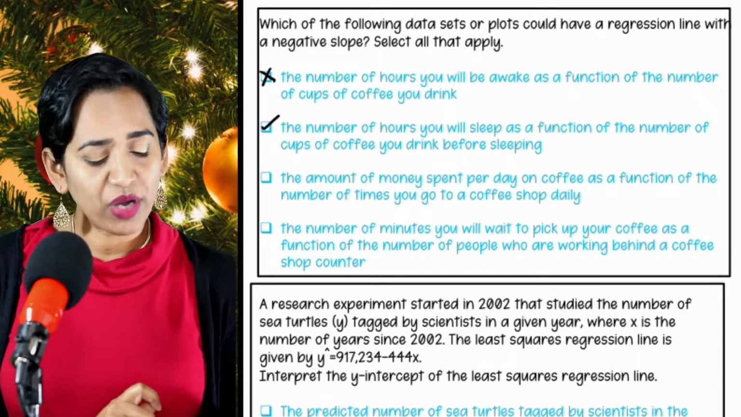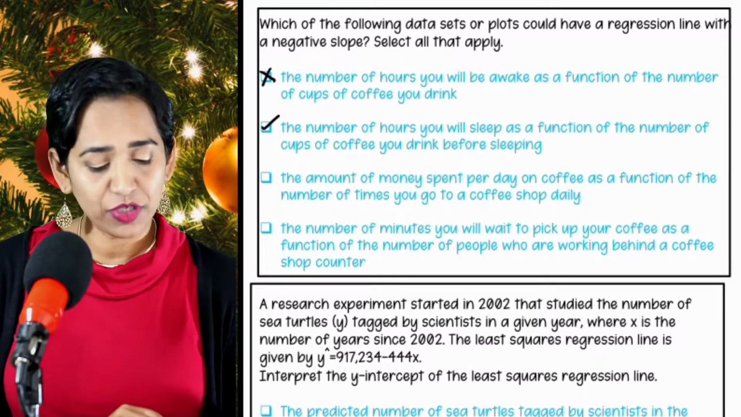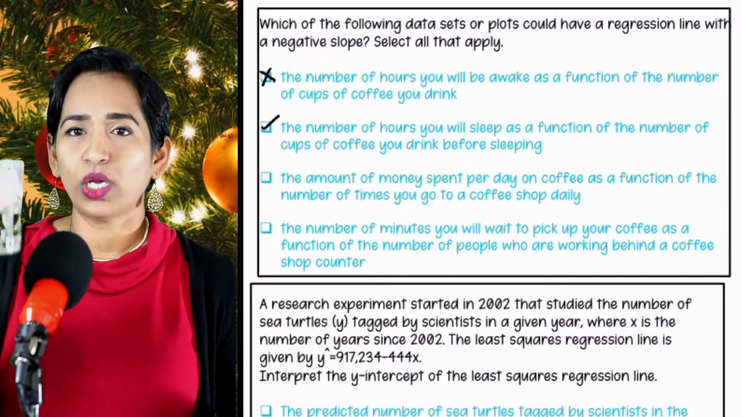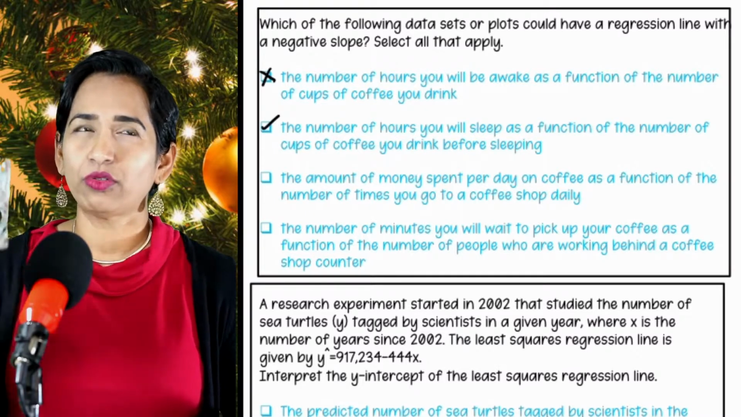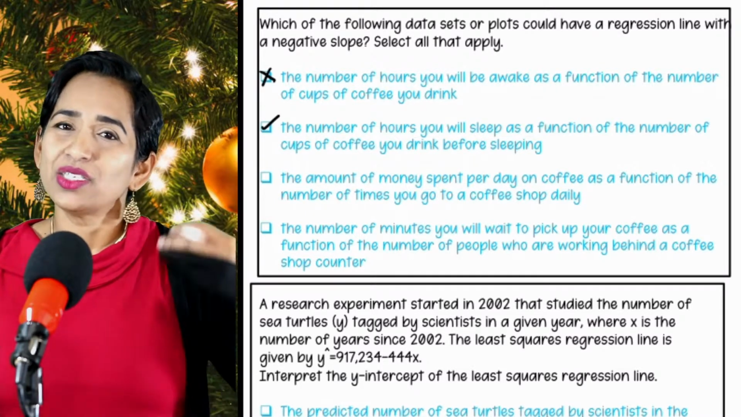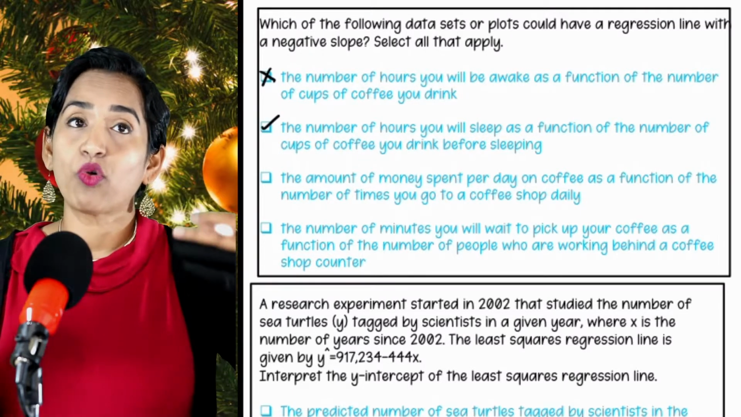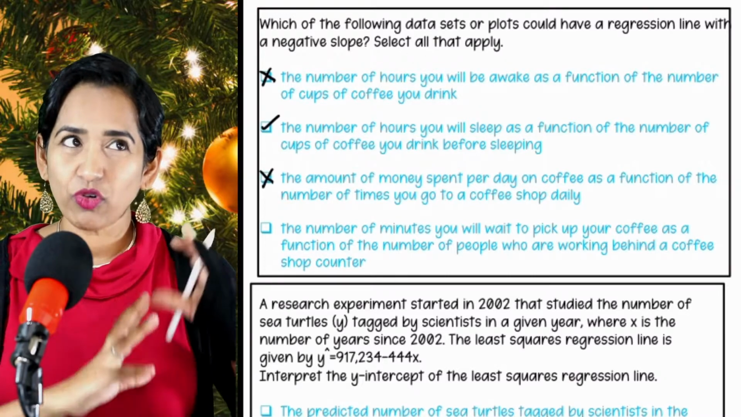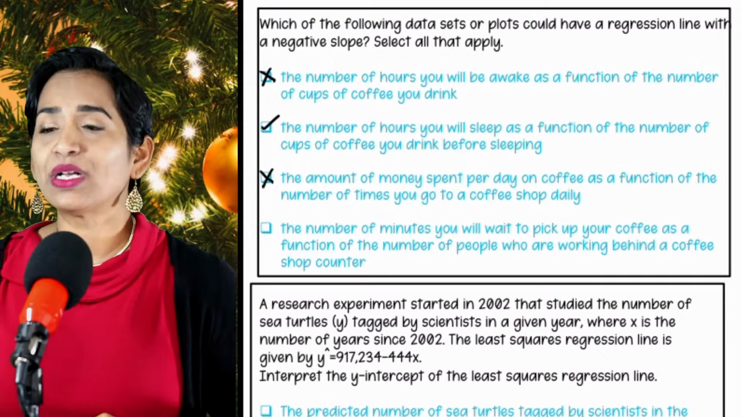The amount of money you spend per day on coffee as a function of number of times you go to the coffee shop. Let's say this is my coffee cup. If I go once, I pay $2. If I go twice, I pay $4. If I go 3 times, I pay $6. So as I'm going, my payment is increasing. The more I go, the more I pay. So that's not negative. See what I'm doing? I'm trying to put myself in the situation and think what's happening.